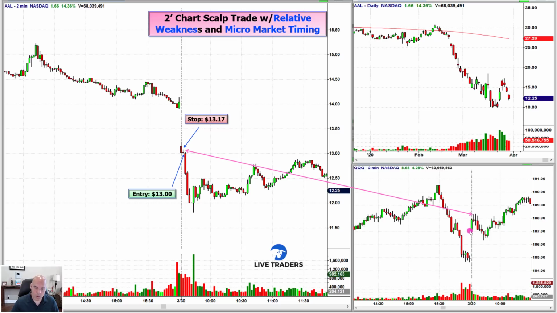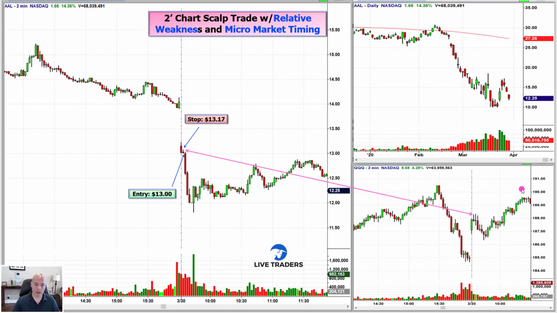So my point is, when the market moved higher, this stock moved lower. I immediately see, wow, I have relative weakness. I understand it's only 2 minutes into the day, which makes it slightly more aggressive, right? Because it's only a 2-minute chart. Anytime you're trading a 1 or a 2-minute chart in the first 5 or 10 minutes of the day, it's going to be more aggressive.